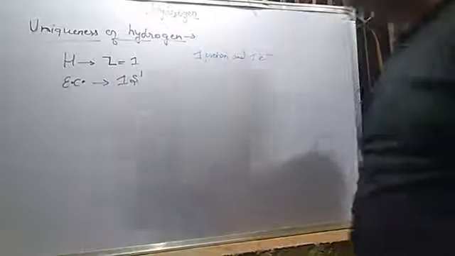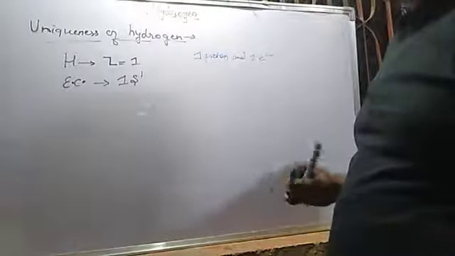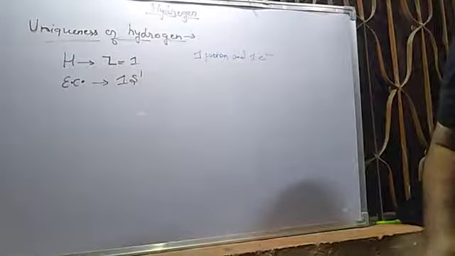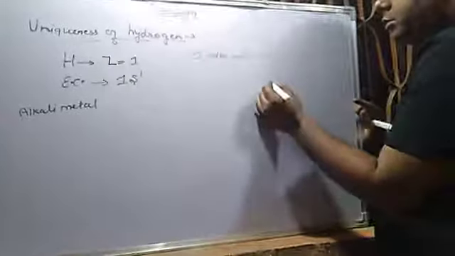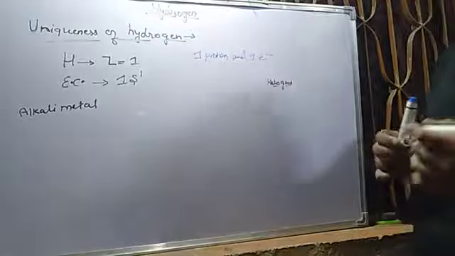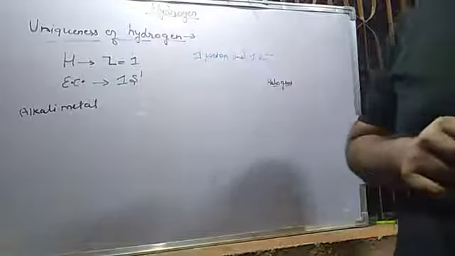Because the unique nature of hydrogen makes it more contradictory where to keep it. Now, why is it kept with alkali metals? We will tell you why it is kept with alkali metals and why it is kept with halogens. What are the reasons behind it? We will tell you here. So the first reason is electronic configuration.